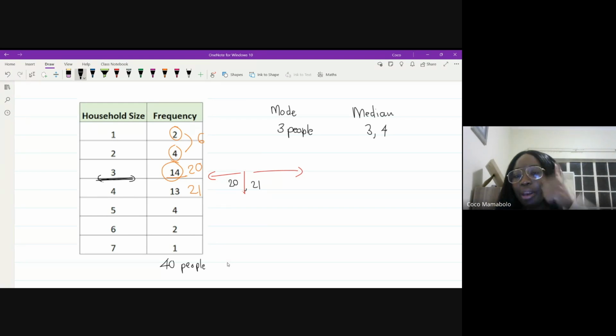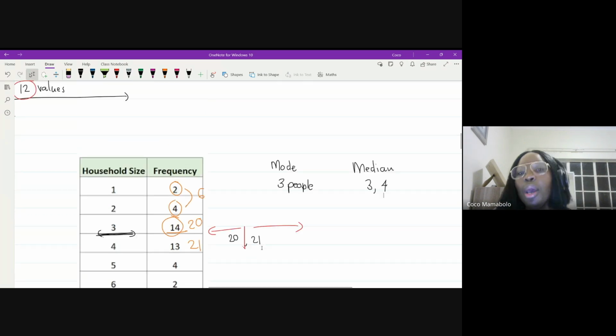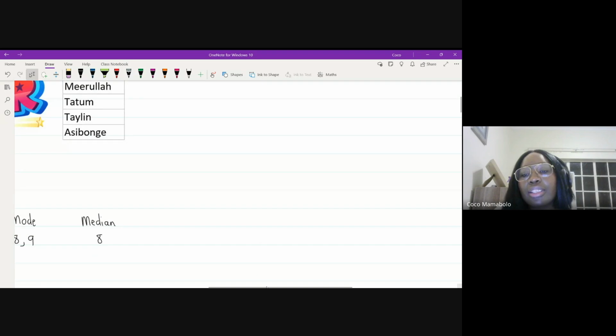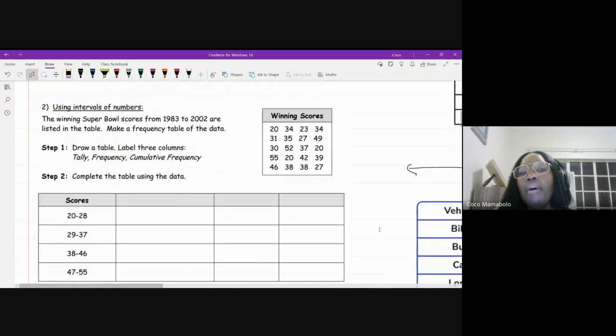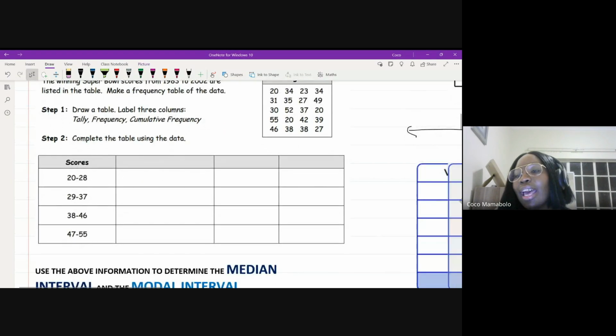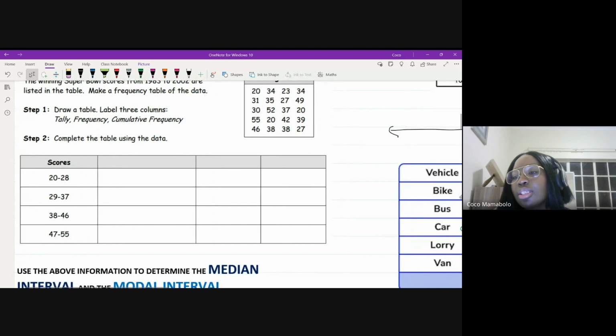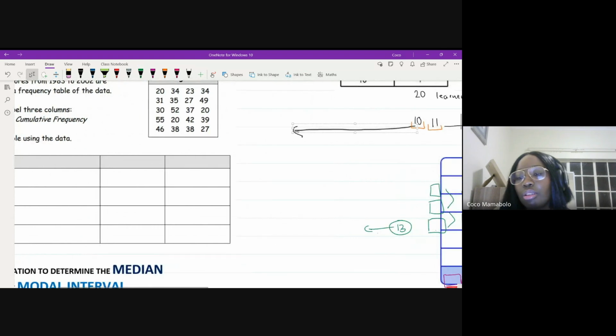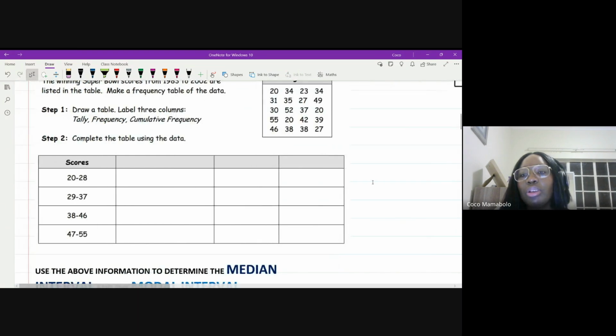Thumbs up. Is everybody okay with how we've done these exercises? Lovely. Okay. So we're going to move on to something a little different. It's on the same vein. We're still doing mode and median, but we're going to be looking at it from a modal interval and median interval stance. Okay. Just going to remove all of this stuff that I've drawn over here on the side. It needs to go.